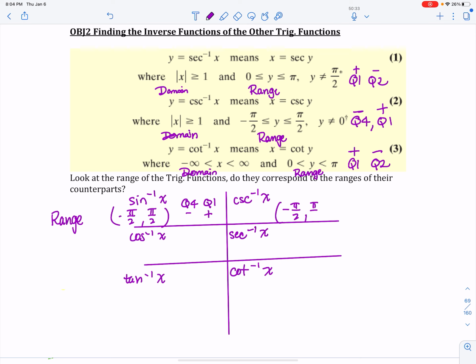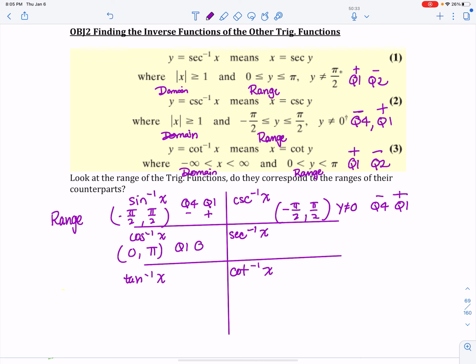But there is one restriction. The restriction is that y cannot equal 0. But if you have a negative value, you're going to be in quadrant 4, and if it's a positive value, your angle is going to be in quadrant 1. So that's the same, but there's one little catch with that. Let's look at cosine. The range for cosine is from 0 to pi.